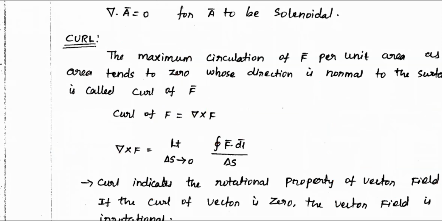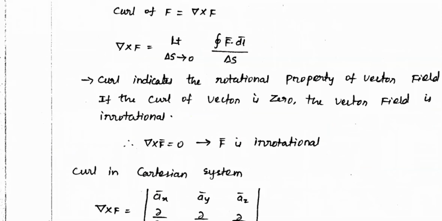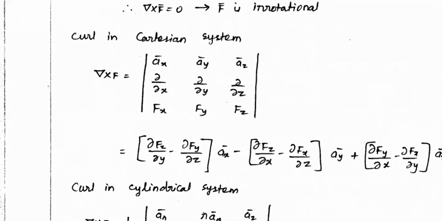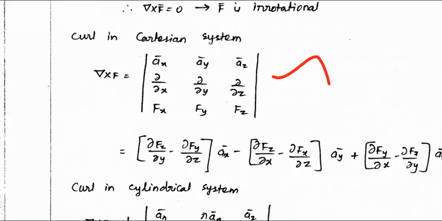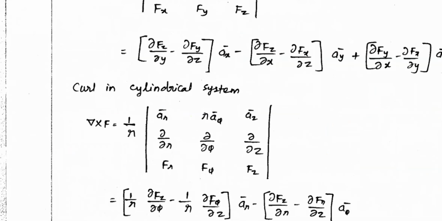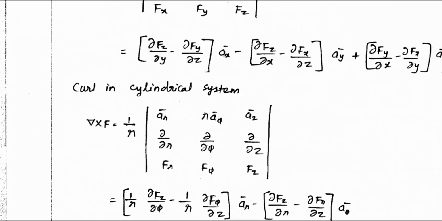Okay, curl operator. And they have given the procedure to calculate the curl operator in a Cartesian coordinate system. This is very simple. But once we go to other systems, say the cylindrical coordinate system, you have to be a little bit careful here.